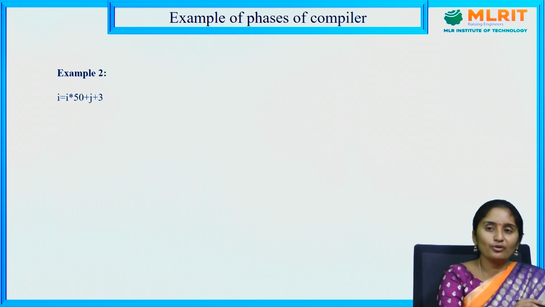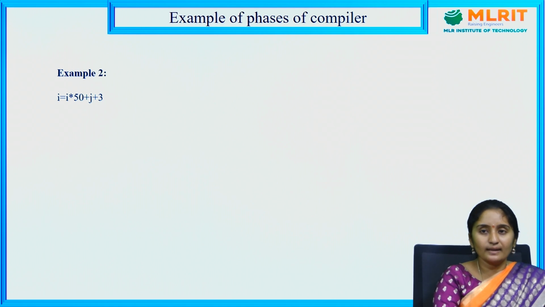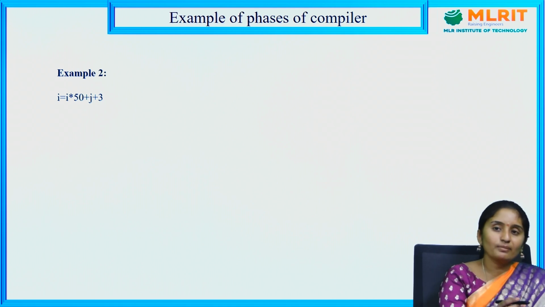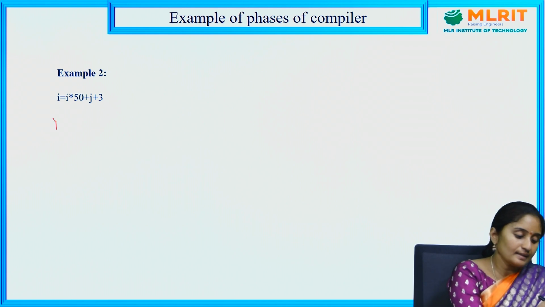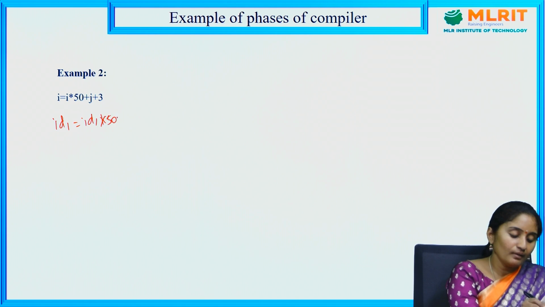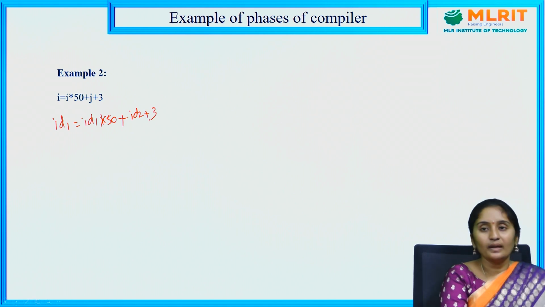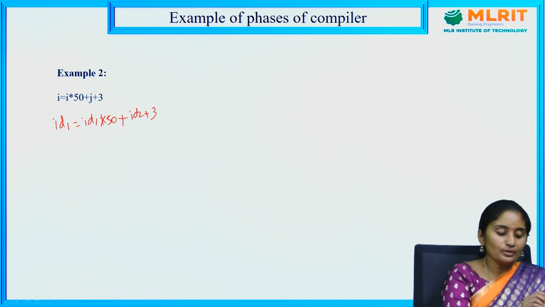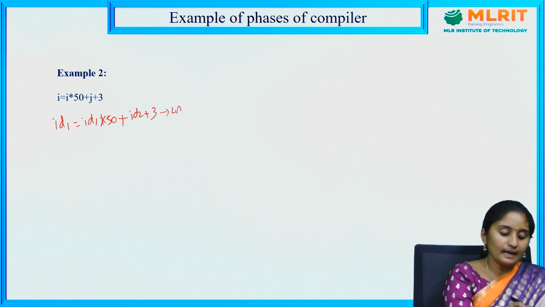So first we are going to convert it using the lexical analyzer. The lexical analyzer is nothing but writing it in the form of identifiers. So i is ID1, equal, ID1 into 50. 50 is a constant value, plus j is ID2, plus 3. So 3 and 50 are the constant values. So this is nothing but the lexical analyzer.